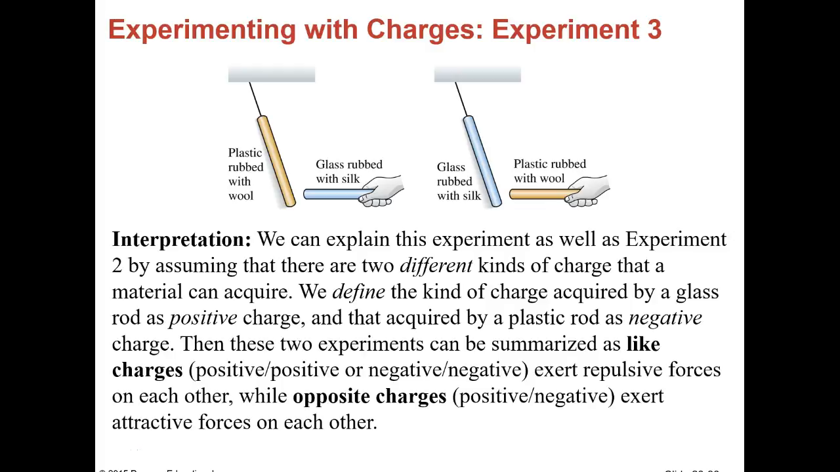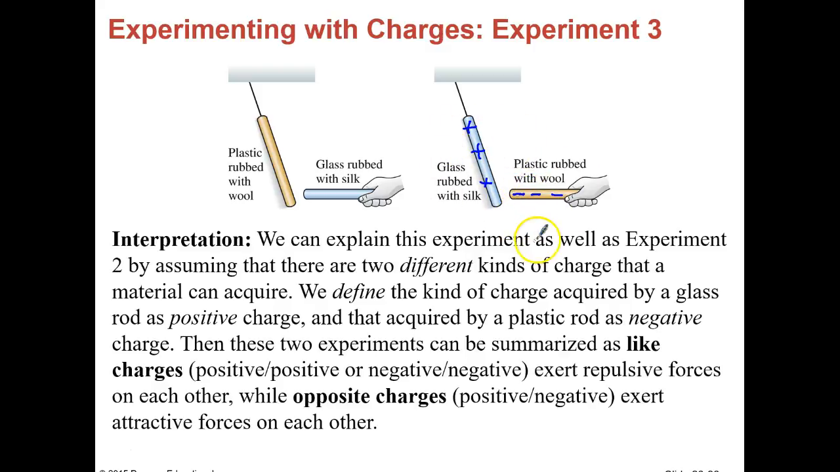So how do we interpret this little experiment that we just saw? Well, we know that that glass rod, when you rub it with silk, actually acquires a net positive charge, and that plastic rod that we rubbed with wool will have a net negative charge. And because of that, these two things attract each other, because they have unlike charges.